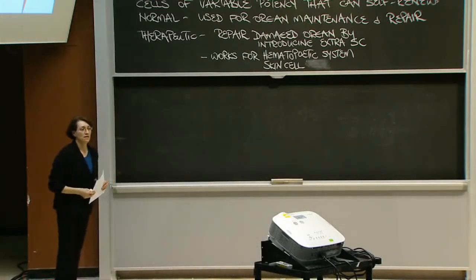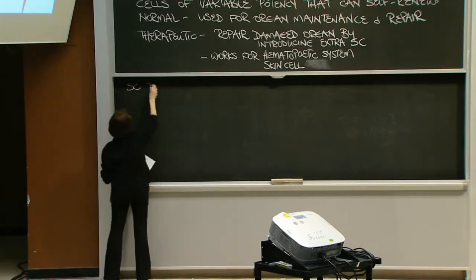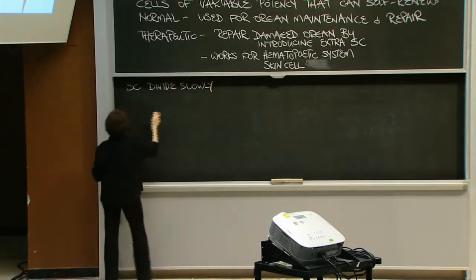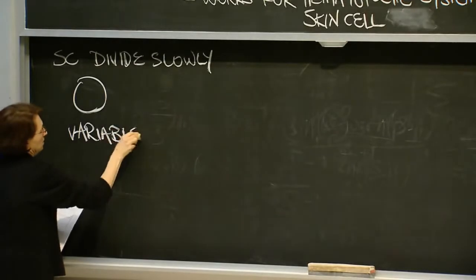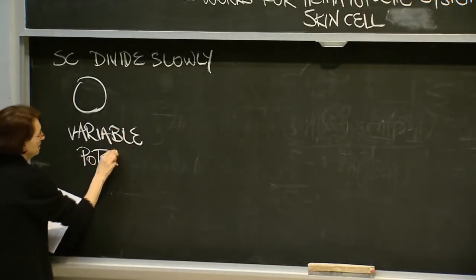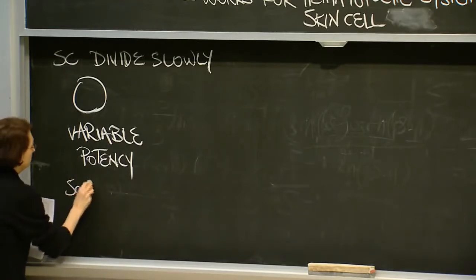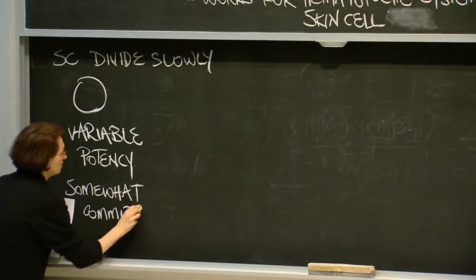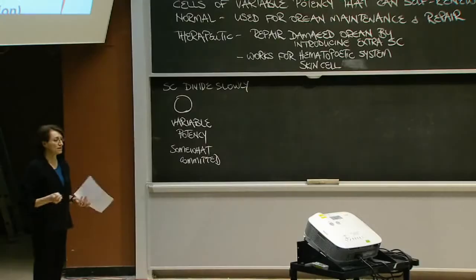But let's diagram the notion of stem cells on the board. Stem cells generally divide slowly. Here's one. It's a variable potency. It may be multipotent, it may be bipotential, and it is somewhat committed. Which is a slightly difficult concept because last time we talked about committed versus uncommitted. But now I'm telling you something can be somewhat committed.